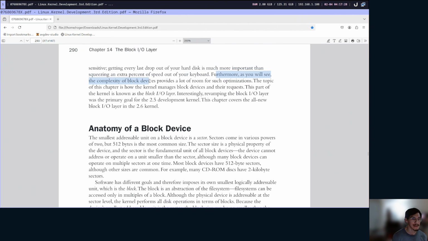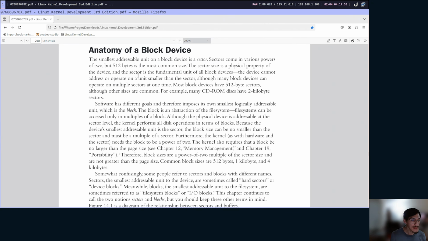The topic of this chapter is how the kernel manages block devices and their requests. This part of the kernel is known as the block I/O layer. Interestingly, revamping the block I/O layer was the primary goal for the 2.5 development kernel. This chapter covers the all-new block I/O layer in the 2.6 kernel.